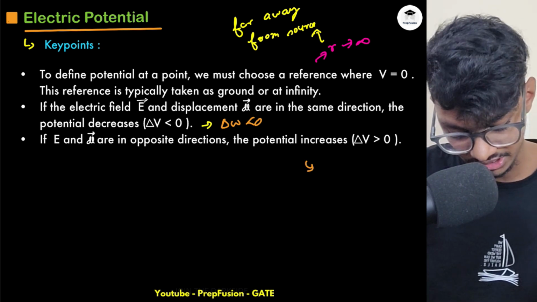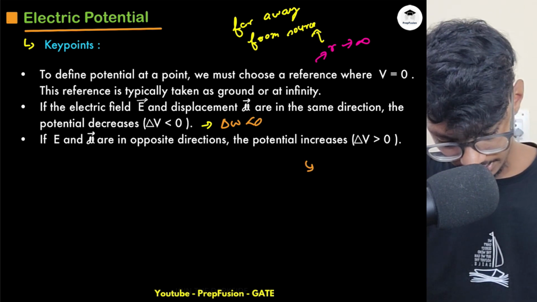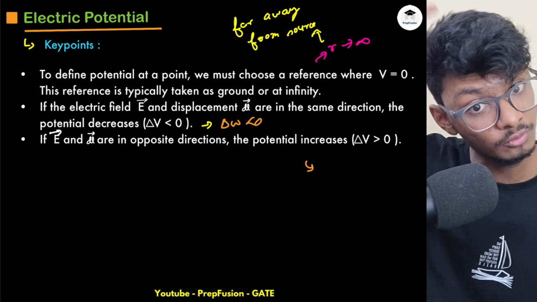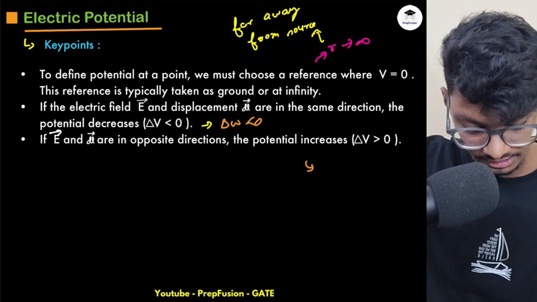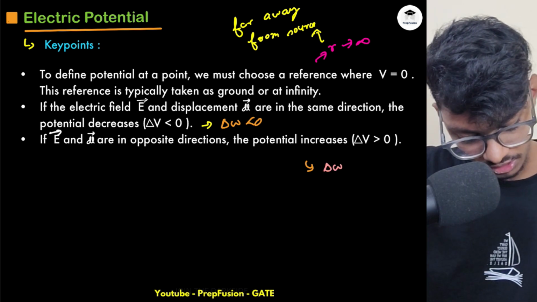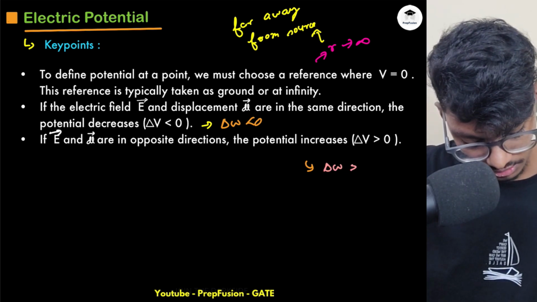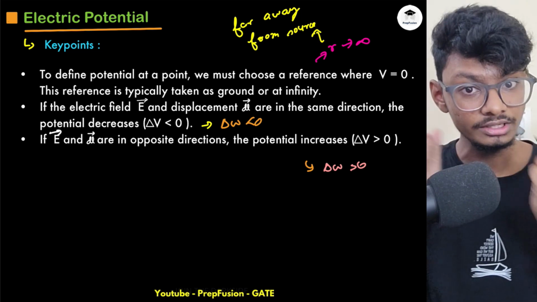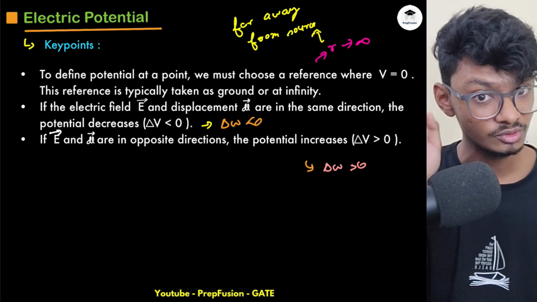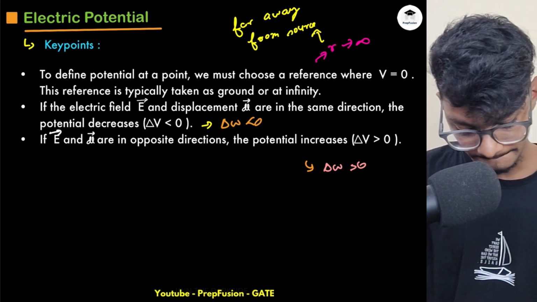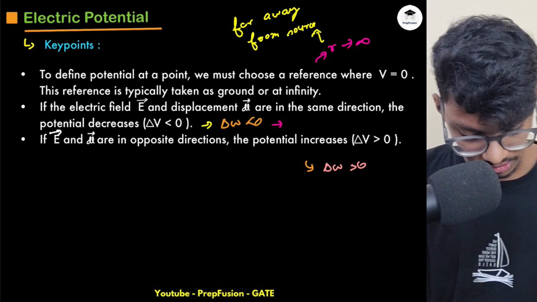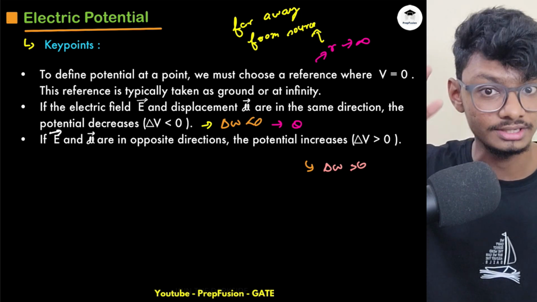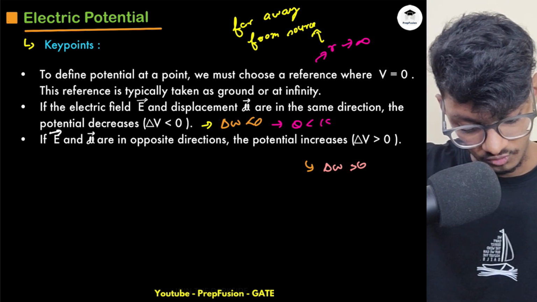And same for the opposite case. If electric field and dl are in the opposite direction, then work done will be positive. I have told you why work done will be positive. Go back there, you will understand. As work done is positive, hence my potential will also be positive. Why will work done be positive? If I am moving in the opposite direction of the electric field, as I told you previously, the angle between dl and the external force vector is between 0 to 90.